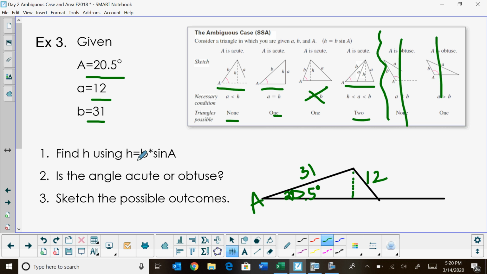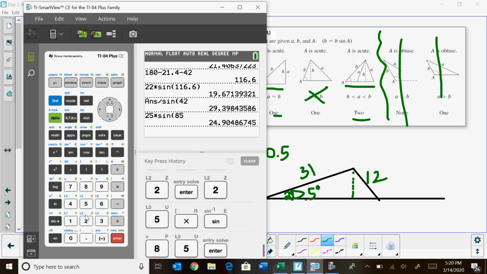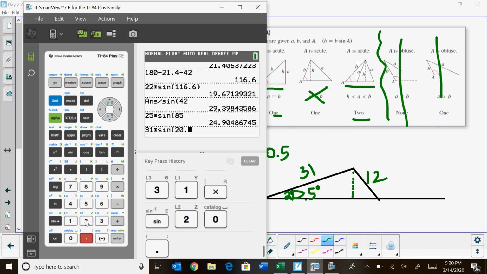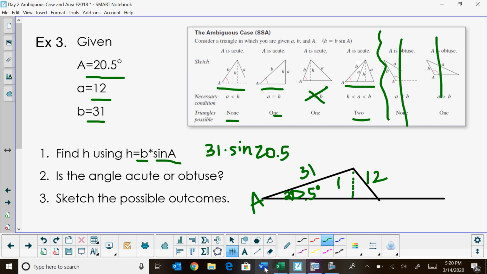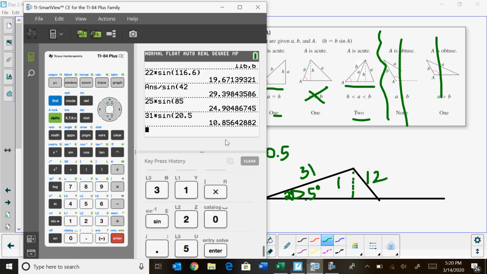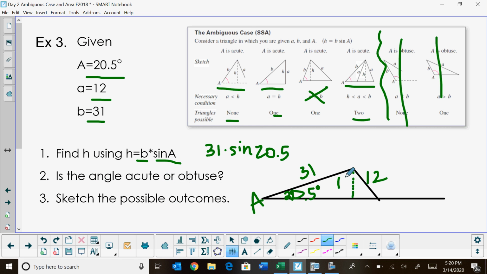So I'm going to take B sine A. Let's take 31 times sine of 20.5 and see what we get for the height, to see if it creates a triangle. So 31 times sine of 20.5. The height of the triangle is 10.9.